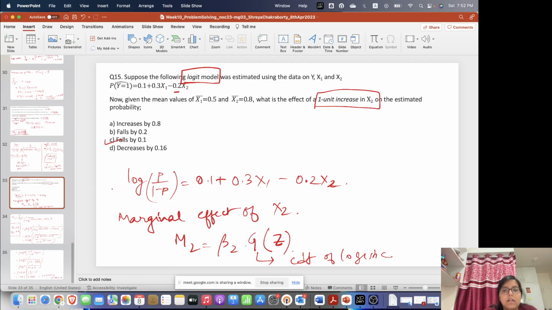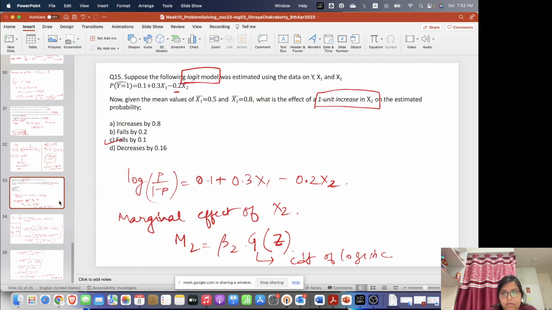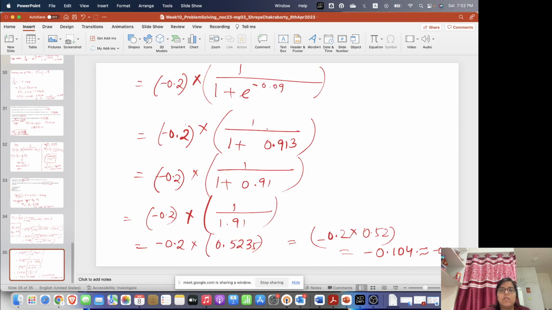Had it been a probit model, instead of writing this thing, we would have written phi. And whatever came in between, we would have taken phi of that from the normal distribution table, and then we would have got the answer. Is it okay?